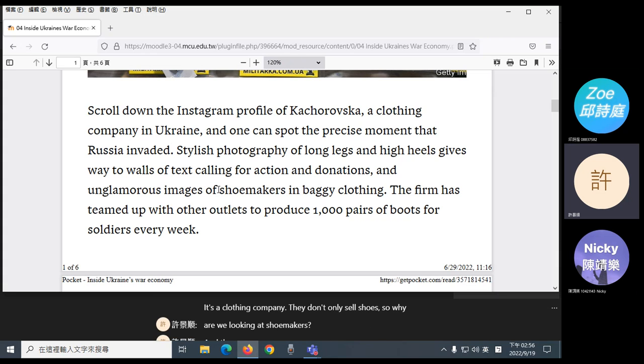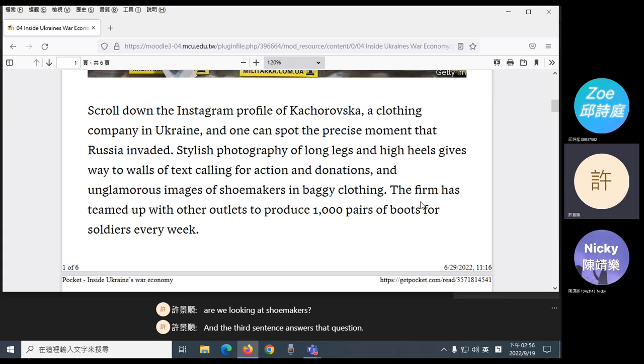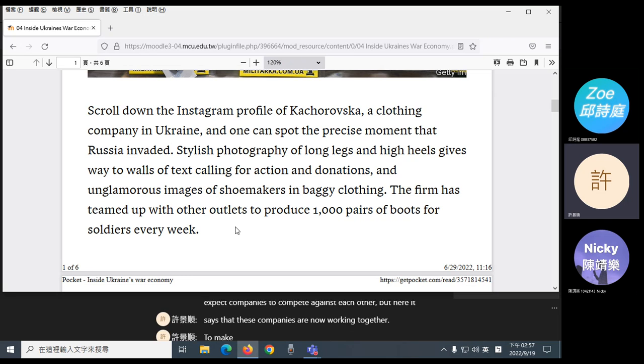And the third sentence answers that question. The firm, or the company, has teamed up with other outlets to produce 1,000 pairs of boots for soldiers every week. So it's because they are now focusing on soldiers' boots. And this is also a very interesting sentence. Usually we expect companies to compete against each other. But here it says that these companies are now working together to make boots for soldiers.